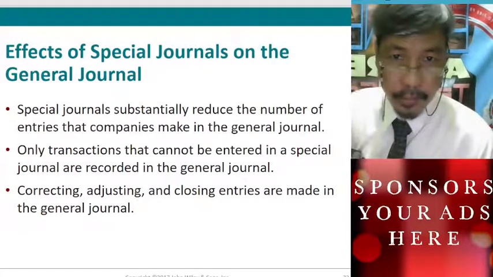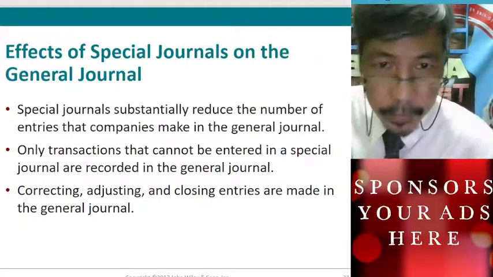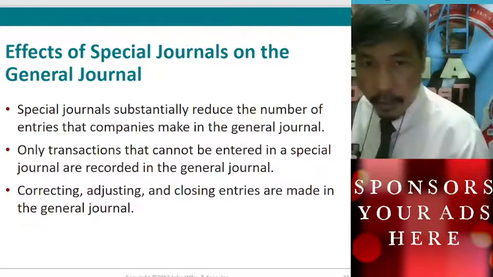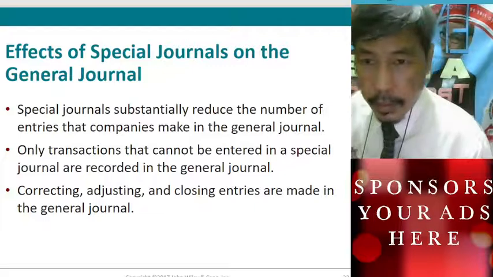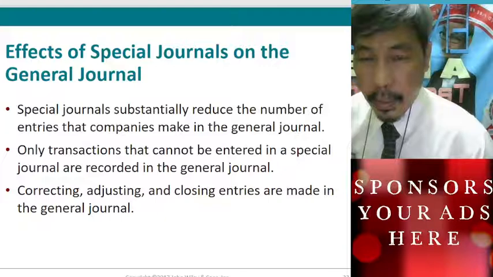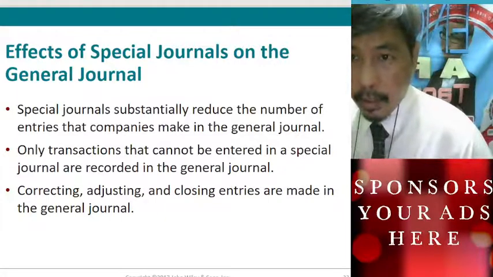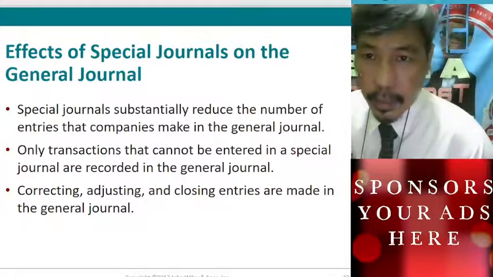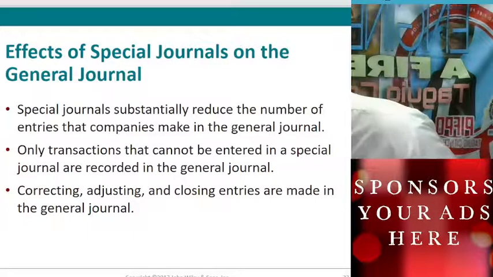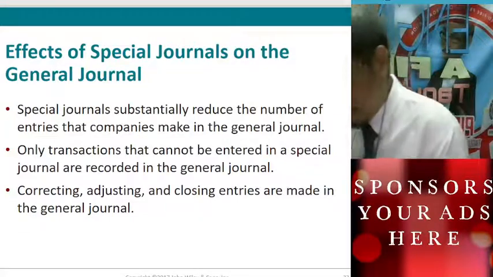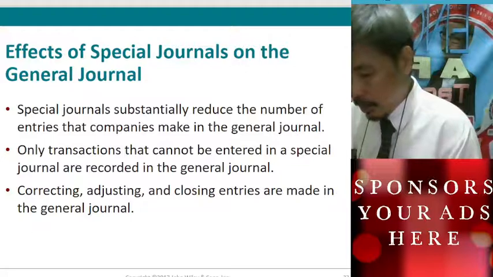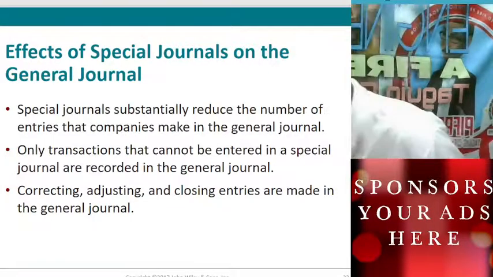So, effects of special journals on the general journal. What can you say about this? Special journals substantially reduce the number of entries that companies make in their general journal. Only transactions that cannot be entered in a special journal are recorded in the general journal. If we cannot enter it in a special journal, use the general journal instead.